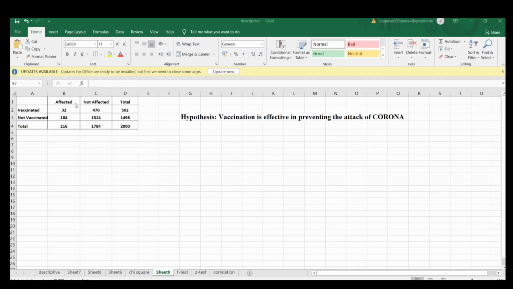This data is related to the effect of vaccination to prevent corona. Hypothesis: vaccination is effective in preventing the attack of corona.